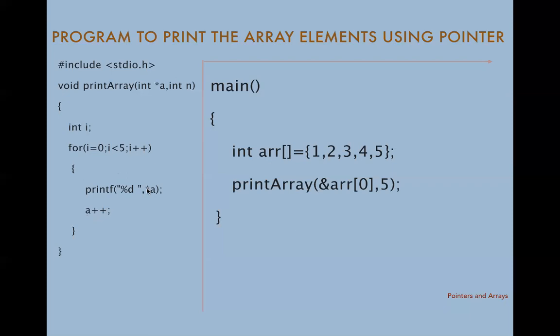Okay. So what are the things to remember here? Arrays are stored in continuous locations. If the first array element is a pointer P, the second one will be P+1. Then the third one will be P+2 and so on. Okay. This is what we have to understand here.